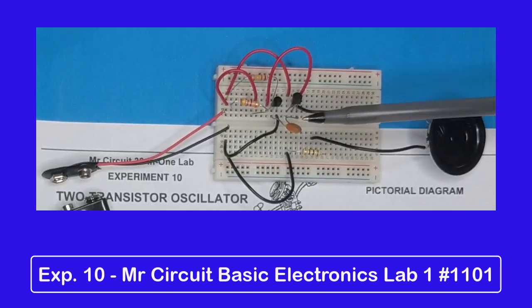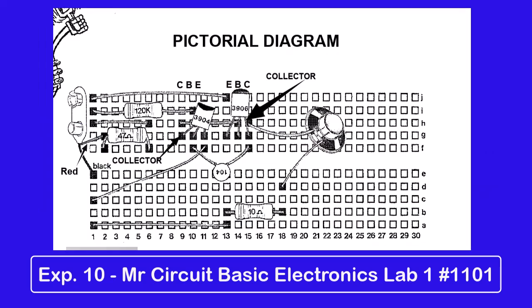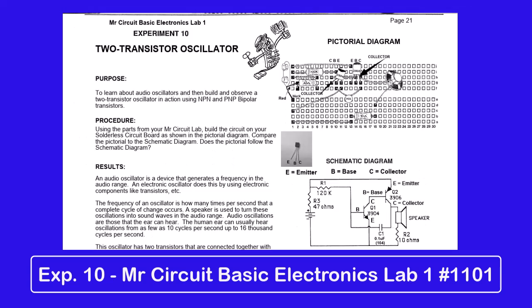Notice that the pictorial diagram shows the speaker connected to a 10 ohm resistor through a jumper wire back to the black. Now if you compare that to the schematic diagram, you'll notice that you have the speaker and it's connected to a 10 ohm resistor and connected all the way back to the negative of the battery. So in this case, the pictorial diagram matches up with the schematic diagram. It should be that way for every component in the circuit. If you assemble this circuit carefully, it should work.